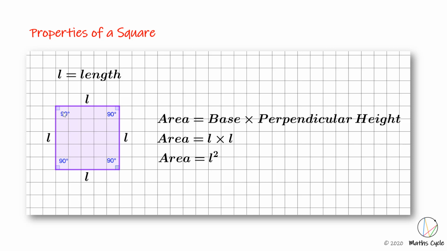Now, if you want to know what the area of a square is, area equals base multiplied by perpendicular height. In a square's case, the base is length L and the perpendicular height is also length L. So that will be length multiplied by length, or we can say the area equals the length squared.